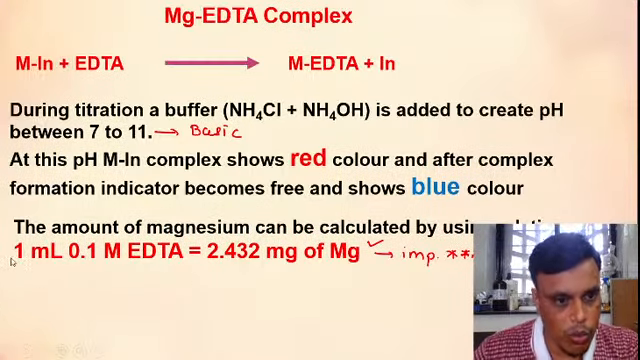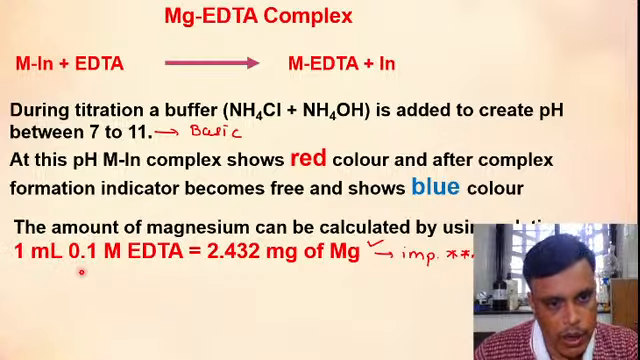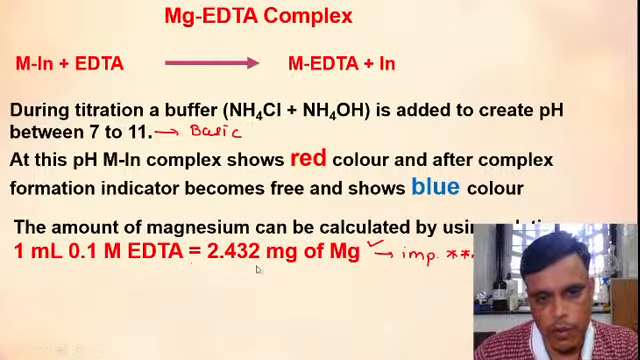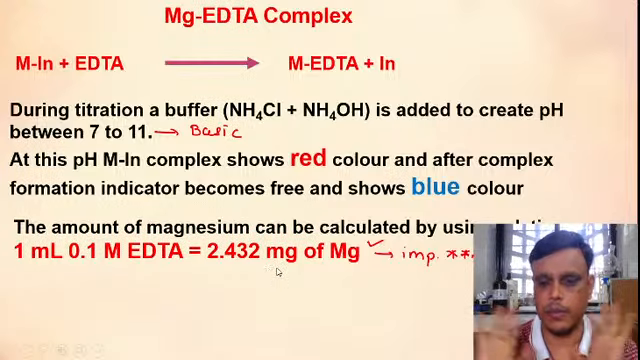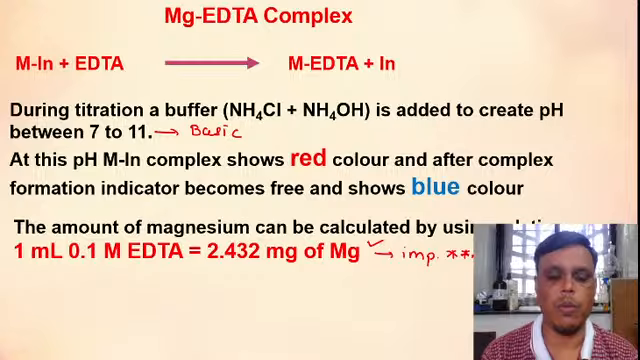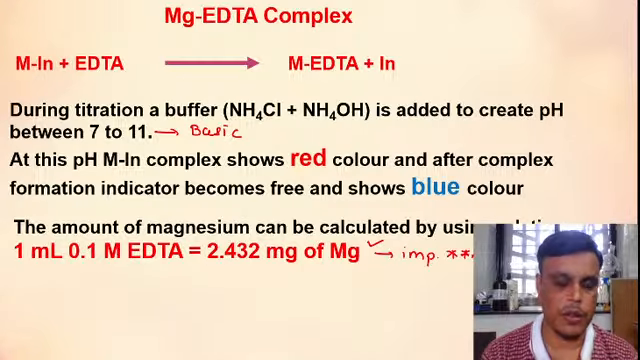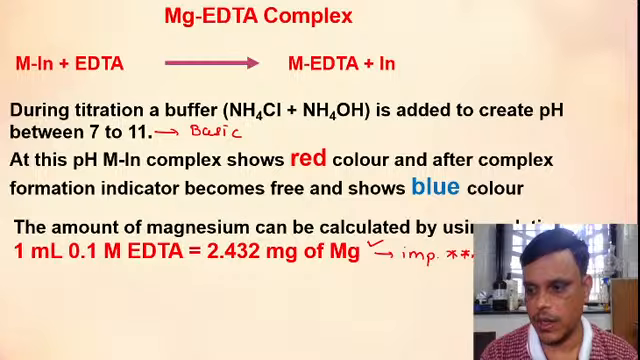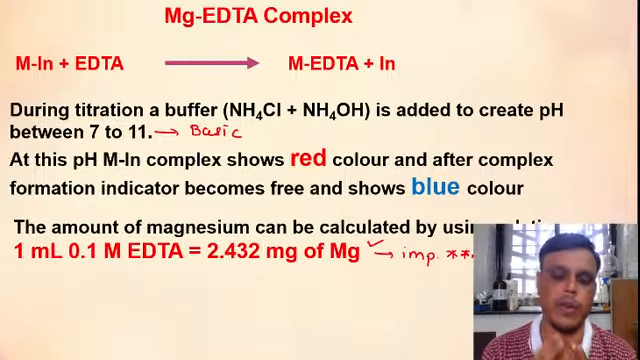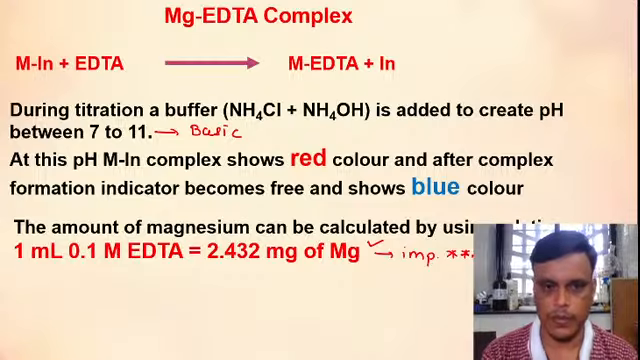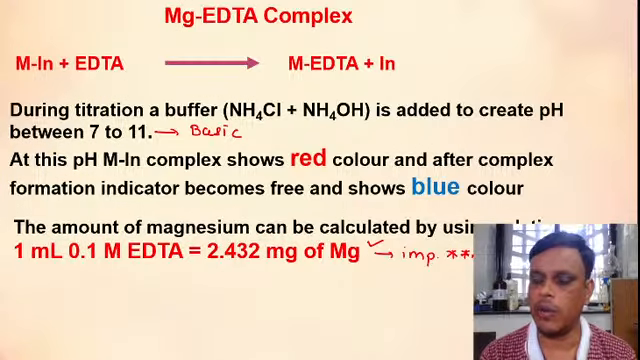This equation: 1 ml 0.1 molar EDTA corresponds to 2.432 milligram of magnesium. This is the equation. Write down this equation, which is very important. You will need this equation while solving the problem.